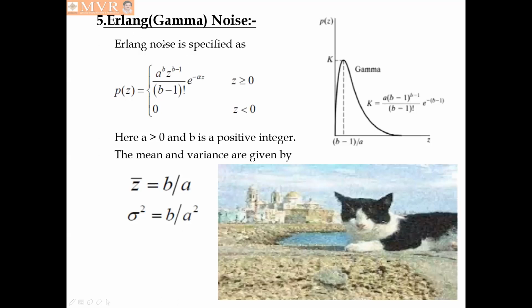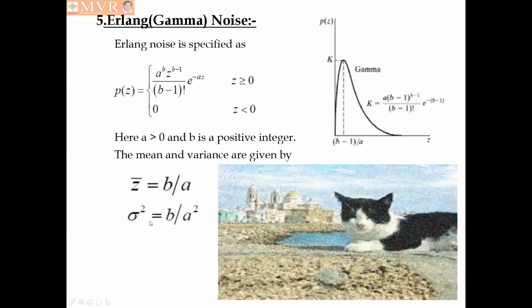And then we have another noise called gamma noise, which is also called Erlang noise. You can see this image. On this image, we have one type of noise, which is called gamma noise. The definition of this gamma noise is P(z) equal to a to the power b, z to the power b minus 1, divided by (b minus 1) factorial, into e to the power minus az, for z greater than or equal to 0, and 0 for z less than 0. Here also we can define the mean value and the variance.